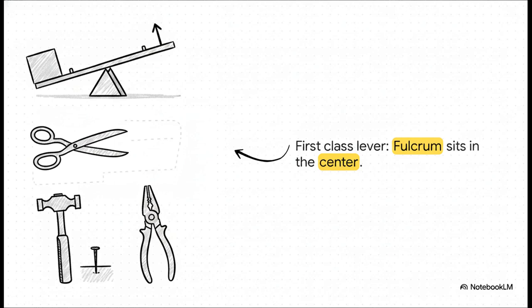Here, the fulcrum, the pivot point, sits perfectly right between the effort pushing on one side and the load reacting on the other. A great way to visualize this is to just think of a pair of scissors, a claw hammer, or a pair of pliers. Fulcrum right there in the center.